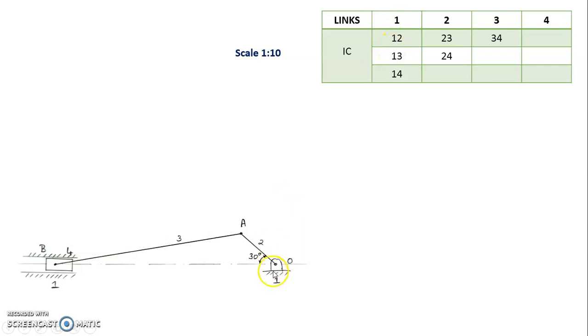1, 2. Link number 1 is fixed here, 2 is here, and they are joined at point O. Hence that becomes the instantaneous center of 1 and 2. This point O is nothing but the instantaneous center of 1 on 2. Next, I will go to I1,3. Links 1 and 3 are not connected, so just leave that.